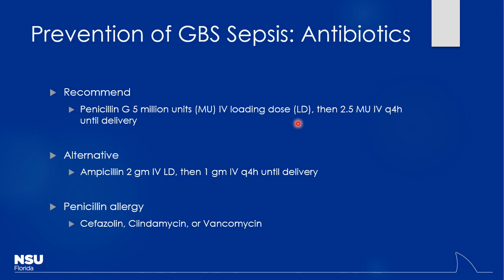No? Okay. Well, remember, we have to keep it above the MIC for any bugs that are there to keep them from replicating. So by giving it every 4 hours, you're able to keep those levels nice and high and prevent that group B strep, hopefully kill off what you have there and then prevent more from growing. As an alternative, you can do something like ampicillin. Or if they had an allergy, something like Ancef, clindamycin, or vancomycin would be totally fine as an alternative. Usually penicillin is good for most patients.